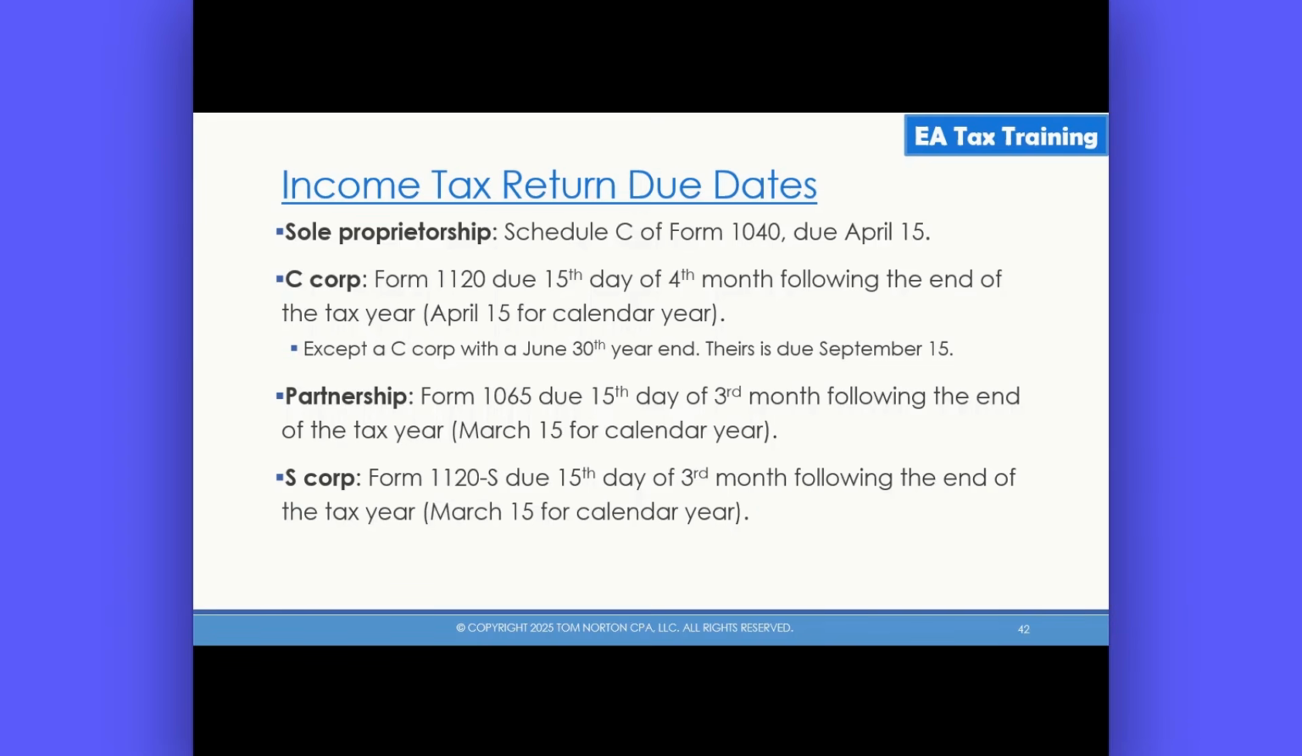15th. And then the same thing happens for the S corporation. So just remember the pass-through entities, the partnership and the S corp, 15th day of the third month, whereas those that are their own taxpayers, which is individuals and C corporations, are due on the 15th day of the fourth month.